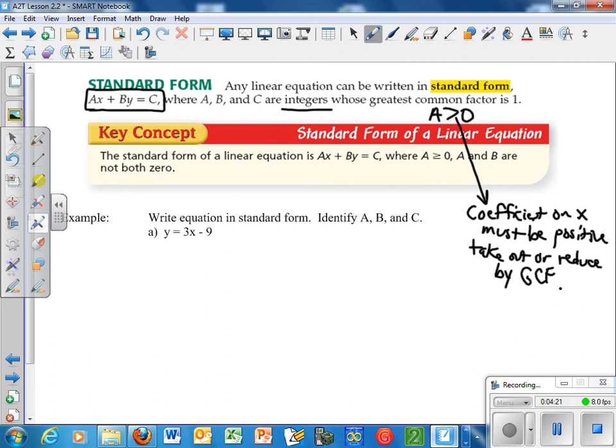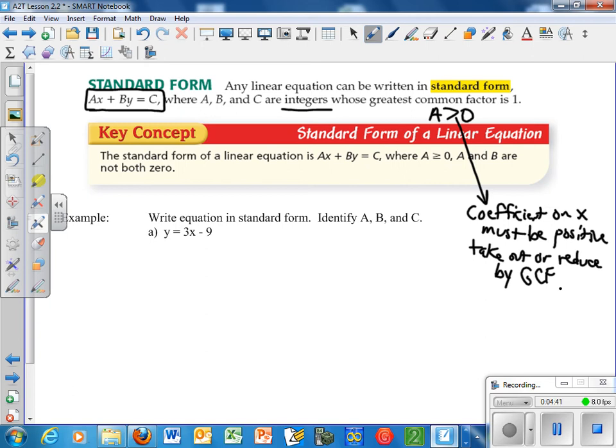All right, first equation here. Write the equation in standard form. Identify a, b, and c. If you look right now, this equation is in slope-intercept form. y equals 3x minus 9. To get it in standard form, now, I said the coefficient on x must be positive. So what you want to do is, if it's not in standard form, the x and y term have to be on the same side.